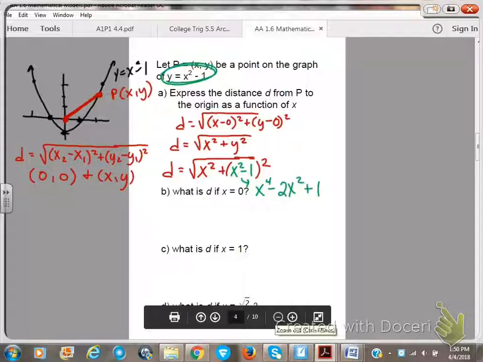Okay. So all underneath this square root sign, we've got d equals the square root of, all right, now combining like terms, if you have an x squared and a negative 2x squared, what would that make? Negative x squared. And then we have that x to the 4th minus x squared plus 1. So, what's the answer here?